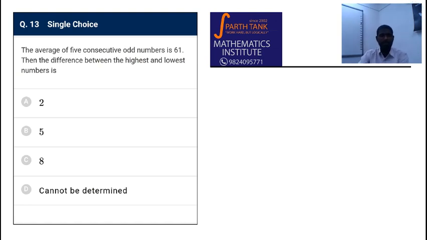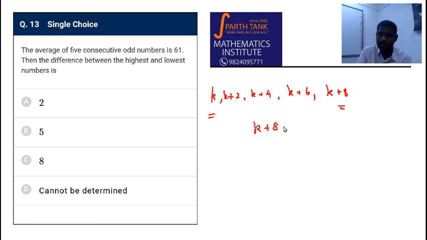Question number 13. The average of 5 consecutive odd numbers is 61. Then the difference between the highest and the lowest numbers. So let the odd numbers be: the first number is k, then k plus 2, k plus 4, k plus 6, k plus 8. These are 5 consecutive odd numbers. k is the first odd number and plus 2 gives the successive odd numbers. The difference between the highest and the lowest numbers is k plus 8 minus k, which is 8. Nothing at all to work out in this, just a bit of common sense, right?